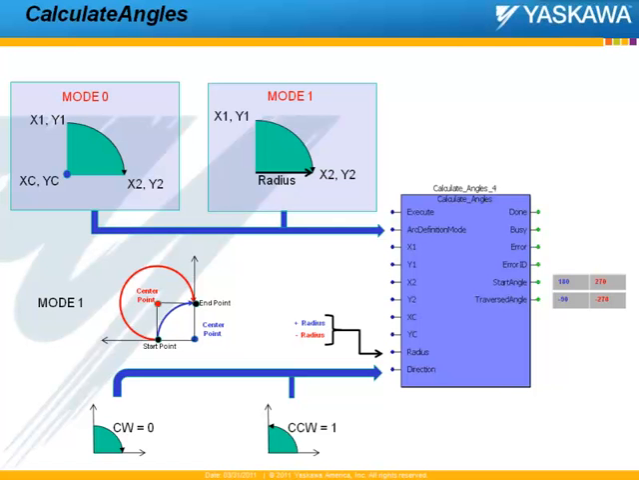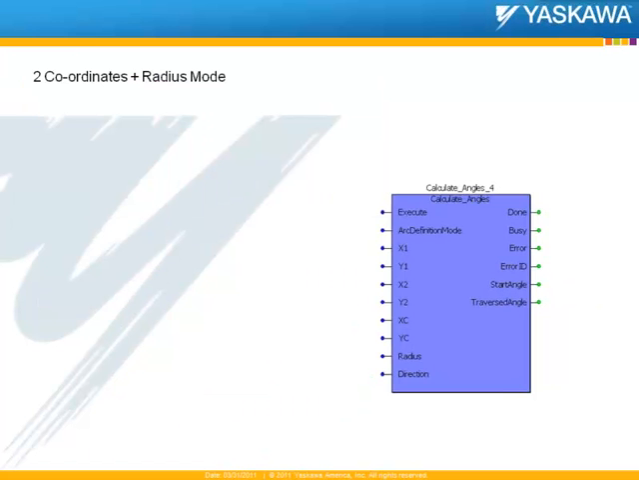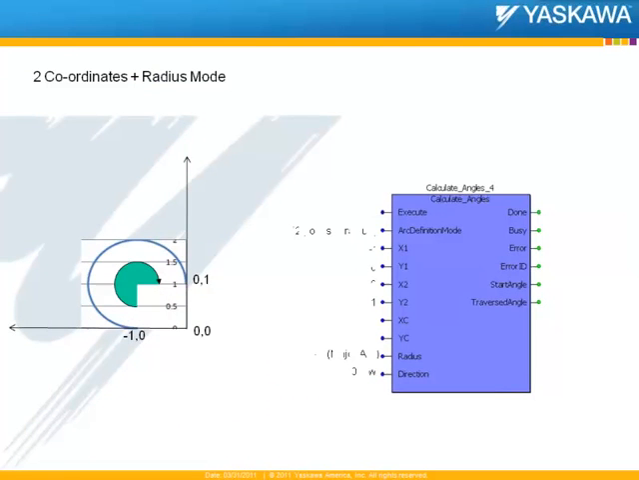Here's an example of creating an arc with 2 coordinates and the radius. You define your mode first, and then you give in your x1, y1, and x2, y2 points, and also provide the radius. With a negative radius, you basically end up with a major arc, or an arc that traverses more than an acute angle, and also provide the direction of travel.